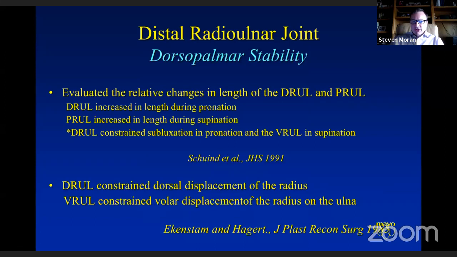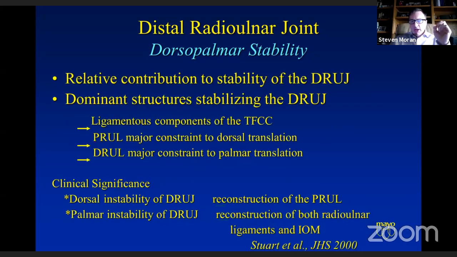There have been several studies performed by Schund and Eckenstam and Hoggart looking at what is the most important structure of the distal radial ulnar joint. And these studies are confusing because they're contradictory. But if looked at as a whole, I think that all of them point to the importance of the dorsal and the proximal portion of the radial ulnar ligament.